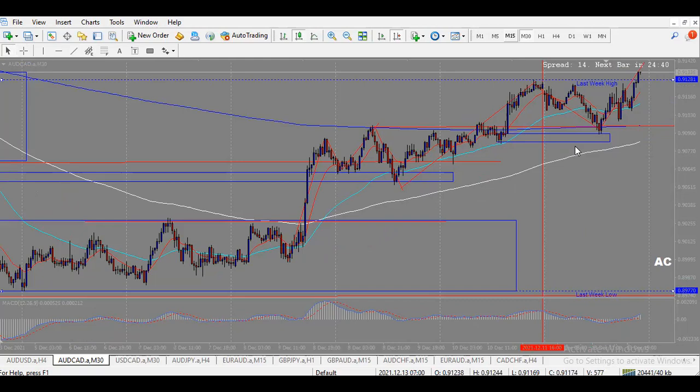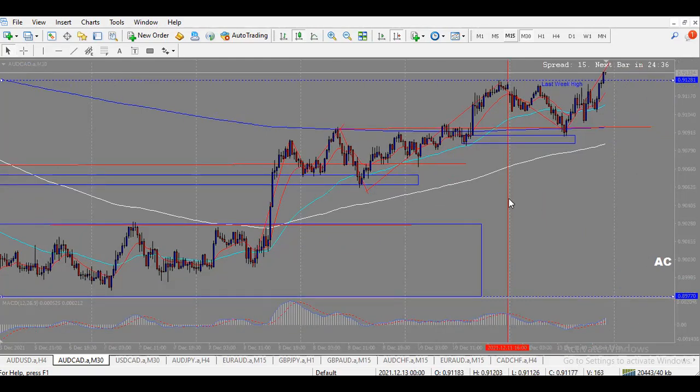Can you see that? I'm suspecting this thing might go back. Well, we don't suspect, we don't guess. What will happen is we just follow basically the rules and the movement.